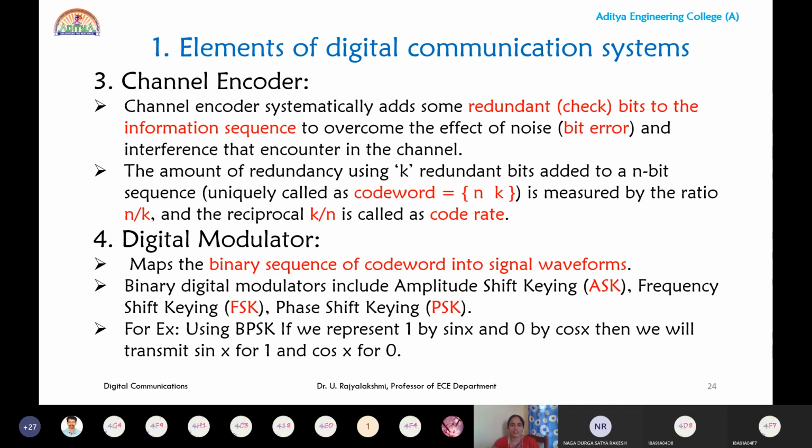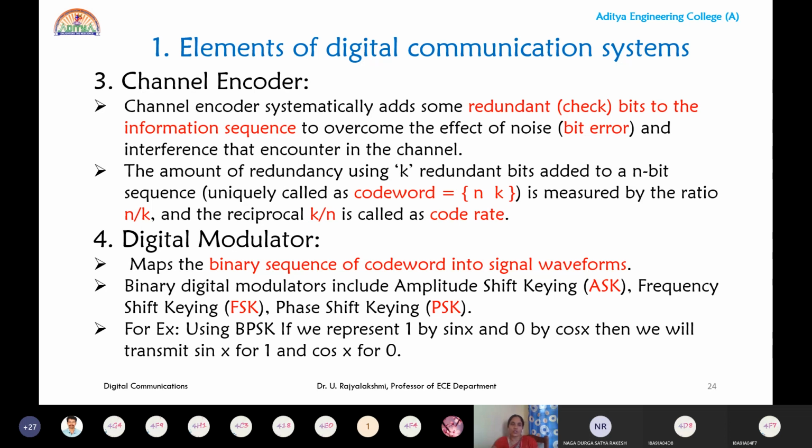Suppose you want to change the amplitude, how can you change it? You can change with higher amplitude, that is 1, or with 0 amplitude, that is 0. Whenever you have 1, you will get a sinusoidal waveform. Whenever the input is 0, there is no amplitude at all. So that is the output of amplitude shift keying. Like that, the corresponding sinusoidal parameter will vary.